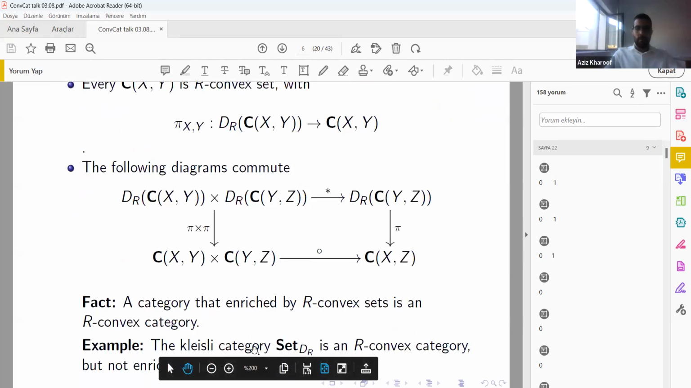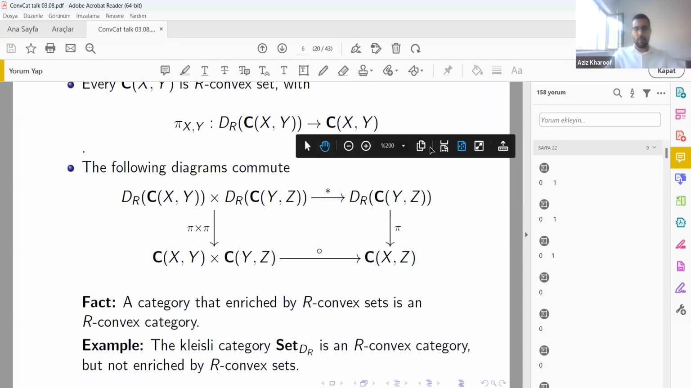Here actually it's examples. The Kleisli category is an example of an R convex category that is not enriched by R convex.